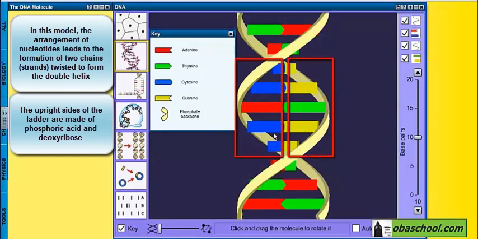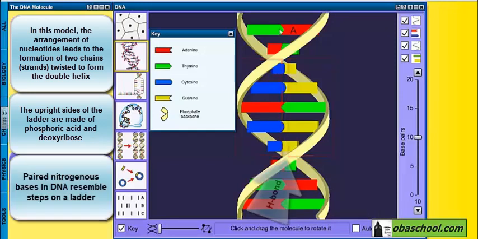So the DNA is made up of two polynucleotide strands, and they are bound together by hydrogen bonds between the nitrogenous bases. So the nitrogenous bases keep the two strands together by hydrogen bonds between A and T, and also between C and G, and we call this the base pairing rule.